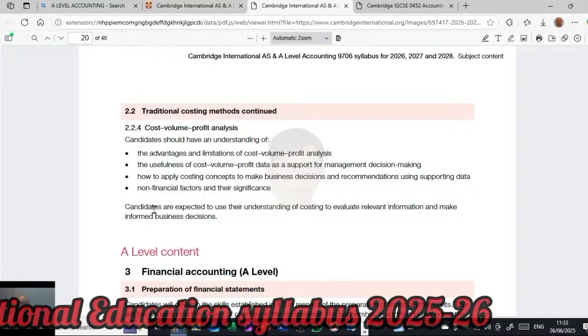Candidates are to use the understanding of things we'll learn in AS level. So these are the syllabus for the AS level. We'll be working out a couple of questions and try to understand the concepts. We'll discuss question papers, mock exams, and test your knowledge questions. So all these things will be done.